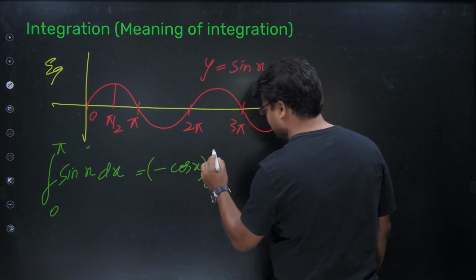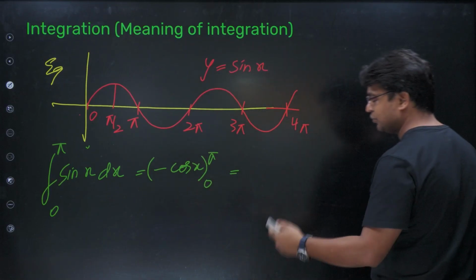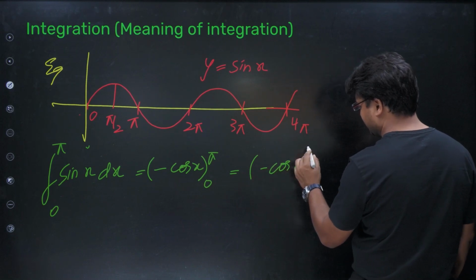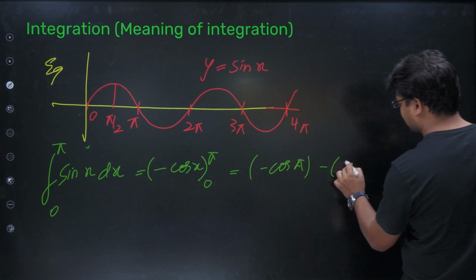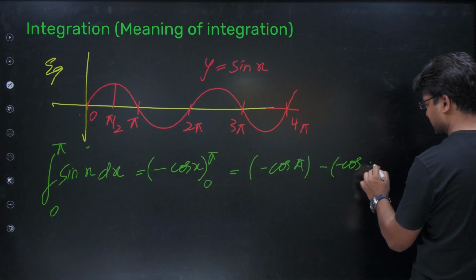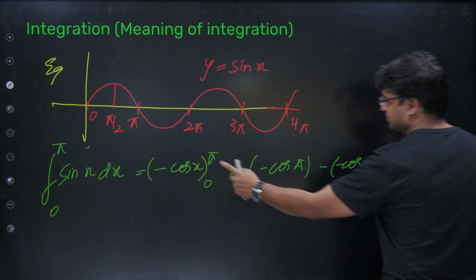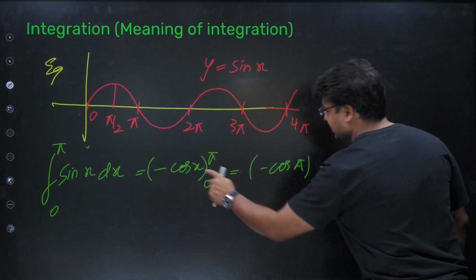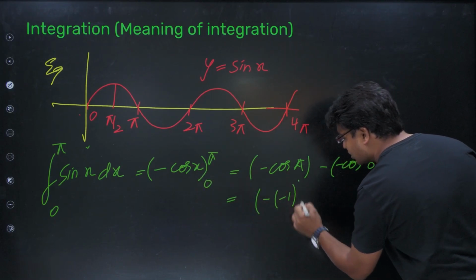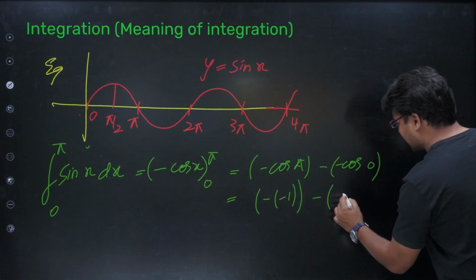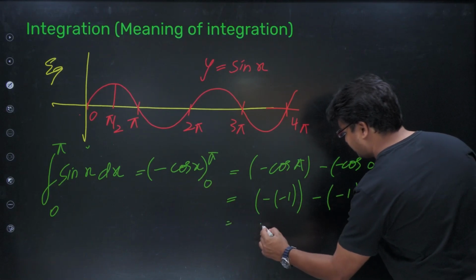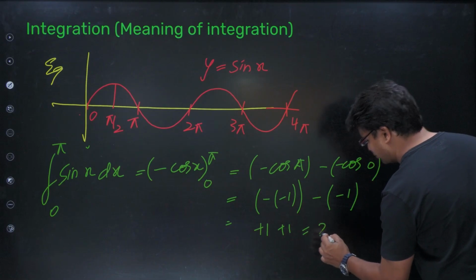So if I put in the limits, minus cos pi minus of minus cos 0. Cos pi is minus 1, so minus of minus 1 becomes plus 1, and minus of minus cos 0 adds another 1, that is 2. So we got a positive answer.